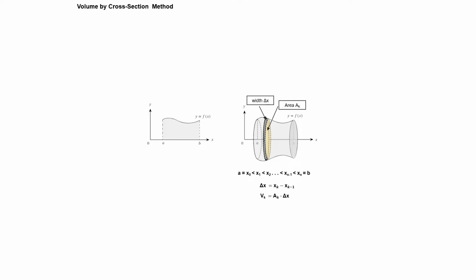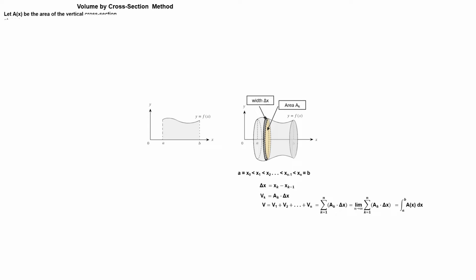Adding up the volumes of the slices, we have approximately the total volume of the solid, and we recognize that this is a Riemann sum. If n is very large, then delta x is very small, and the slices are very thin. So we can define the volume of the solid as the limit of these sums as n approaches infinity. But we recognize the limit of Riemann sums as a definite integral, and so we have the following definition.